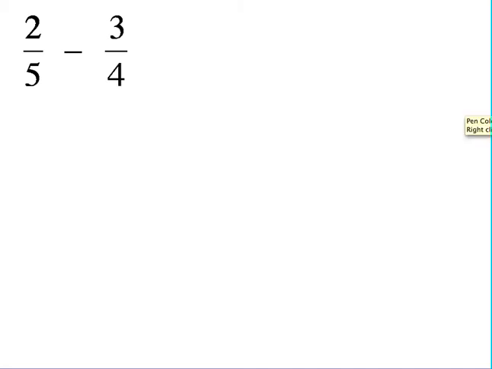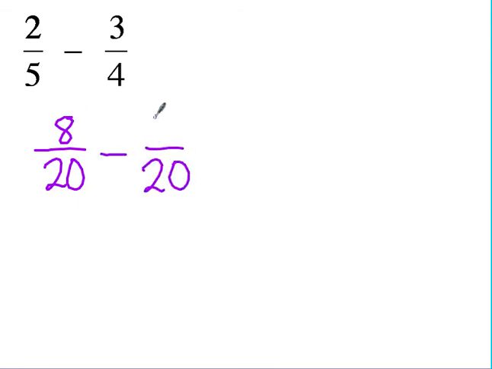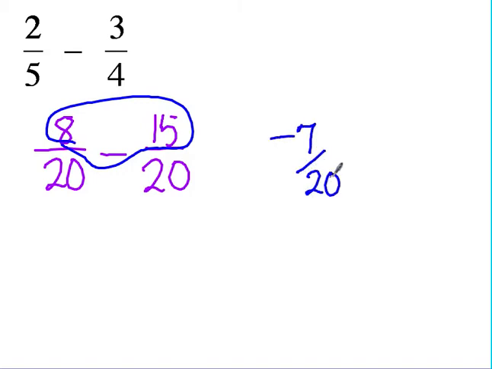What's your common denominator? 20. So you should have had 8/20 minus 15/20. And so it's one of those things, well, how do you subtract those? Well, you just take 8 minus 15. Okay? 8 minus 15 you know is -7 over 20. All right, questions? Think you can handle that?